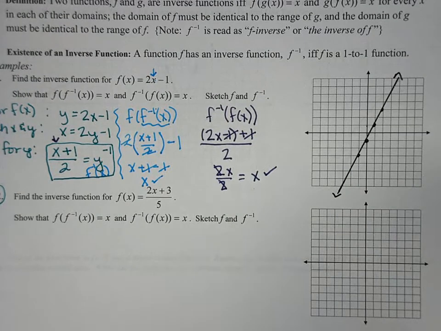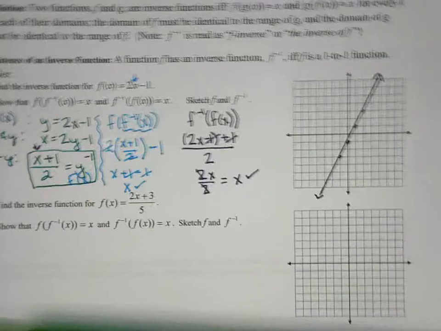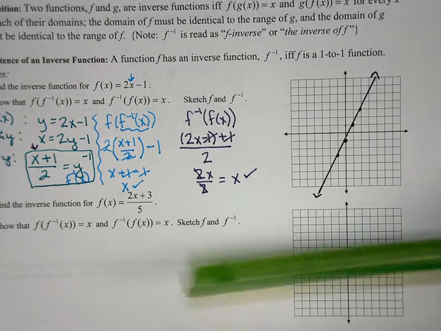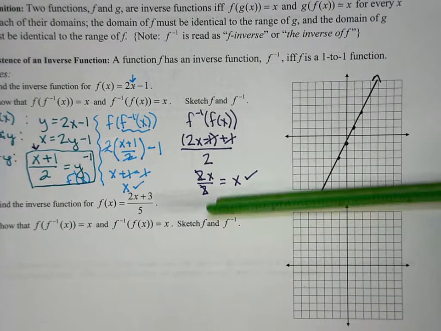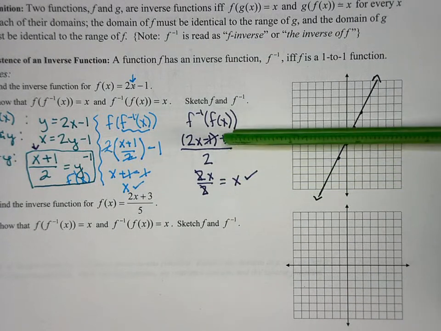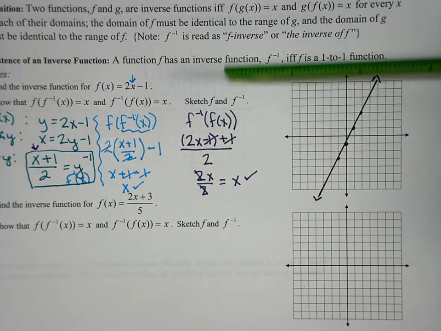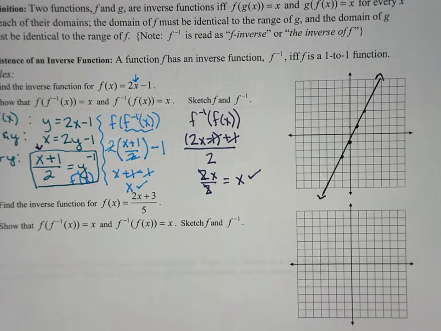Now if we were to run the horizontal line test, so if we were to take a horizontal line and run it up our graph, do we ever intersect the graph more than once at any given time? No. So that means an inverse exists. This is a one-to-one function.